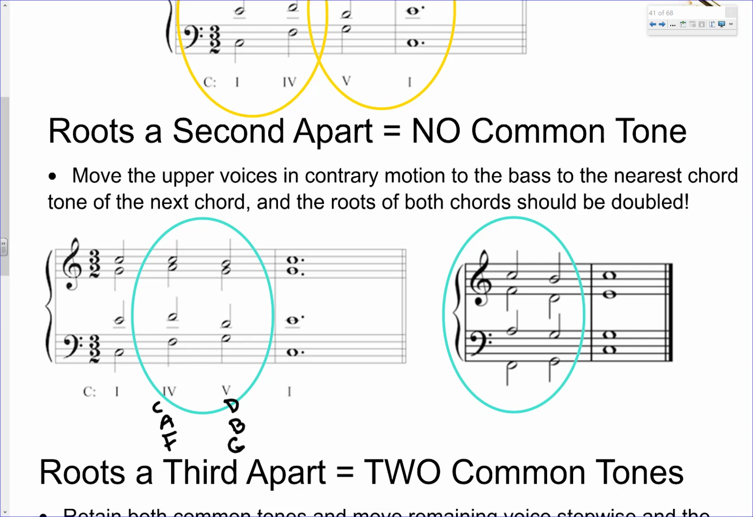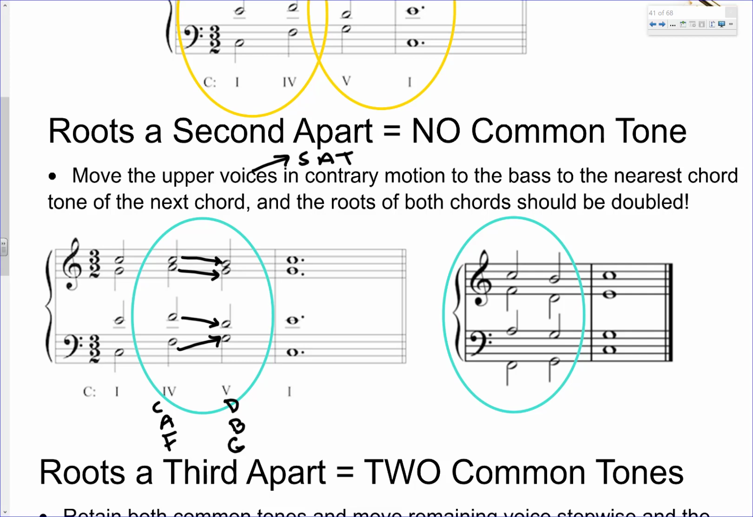So let's read that again and process it. You're going to move the upper voices. Remember, the upper voices are your soprano, alto, and tenor, in contrary motion, that's opposite motion to the bass. So here in the first measure, my bass is moving up from an F to a G, which means my other three voices need to move down to the nearest chord tone, like so.